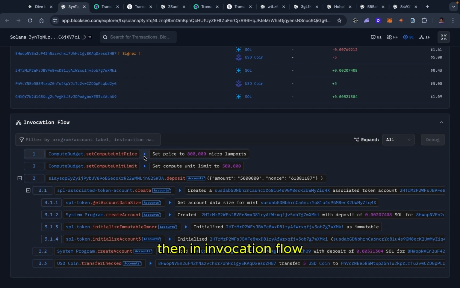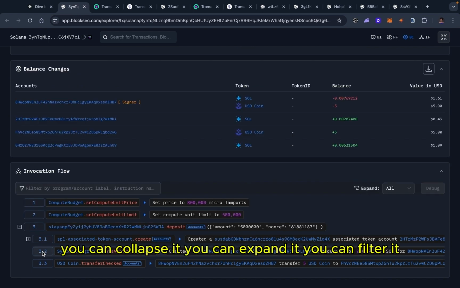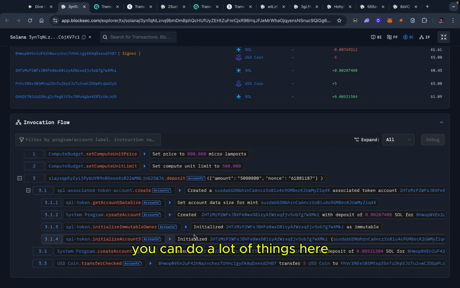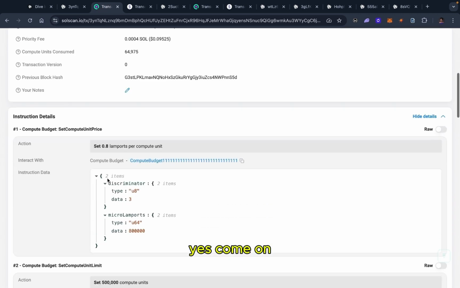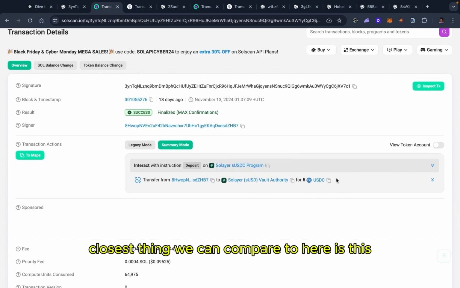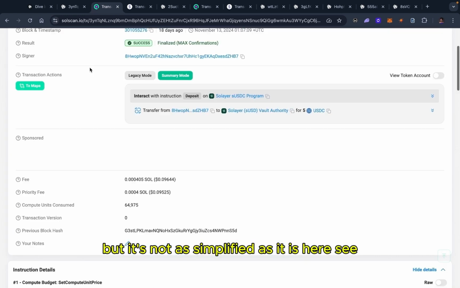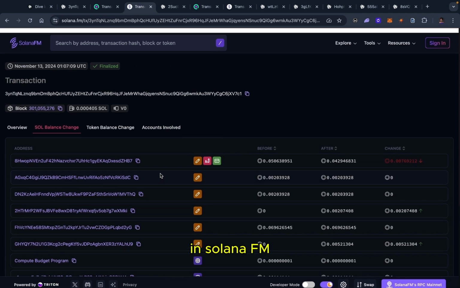Then invocation flow. The invocation flow has a tree-like structure, and like we said, when we're having an overview, you can collapse it, you can expand it, you can filter it, you can do a lot of things here. So let's compare it here. Yes, come on, it's not the same. Closest thing we can compare it to here is this, but it's not as simplified as it is here. See, now developers can just play around with it right here in SolanaFM.